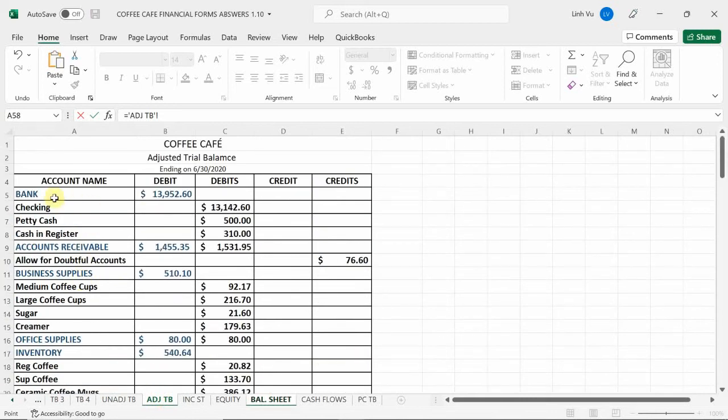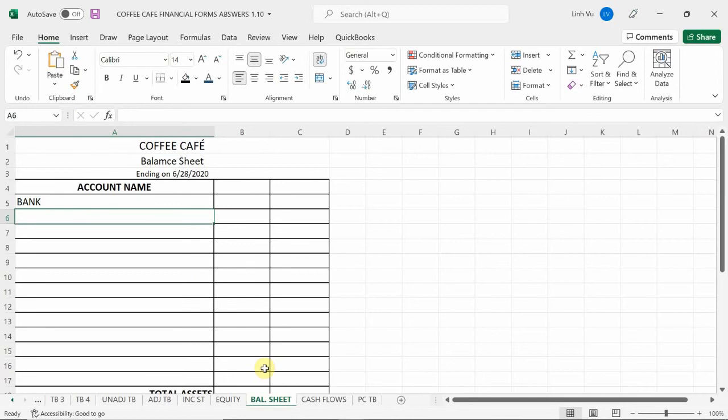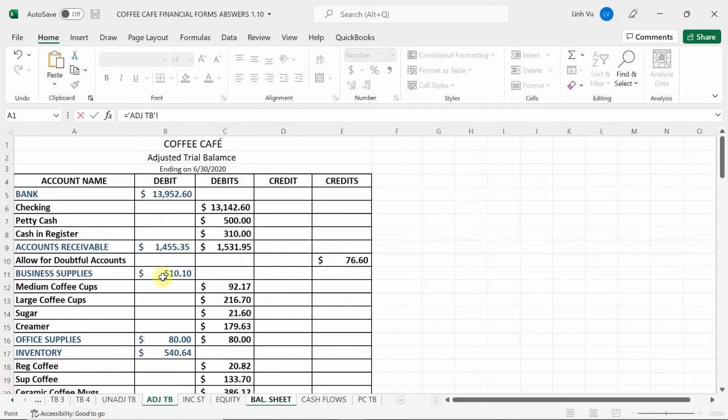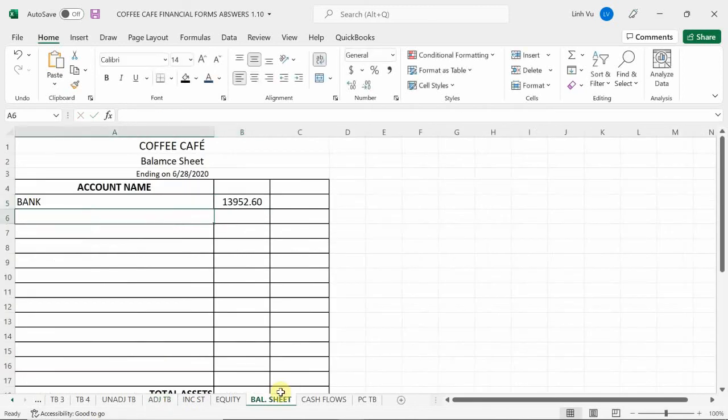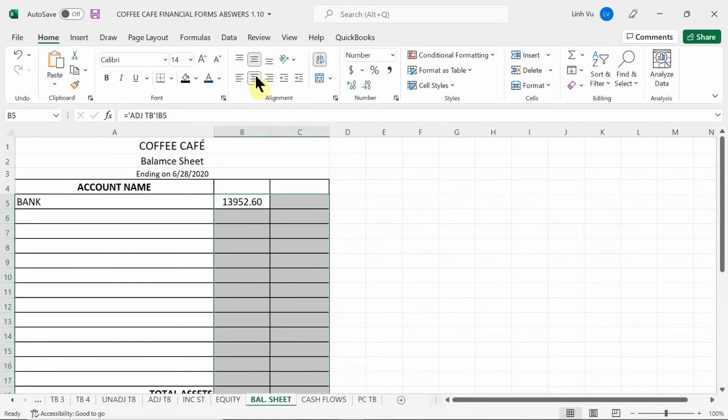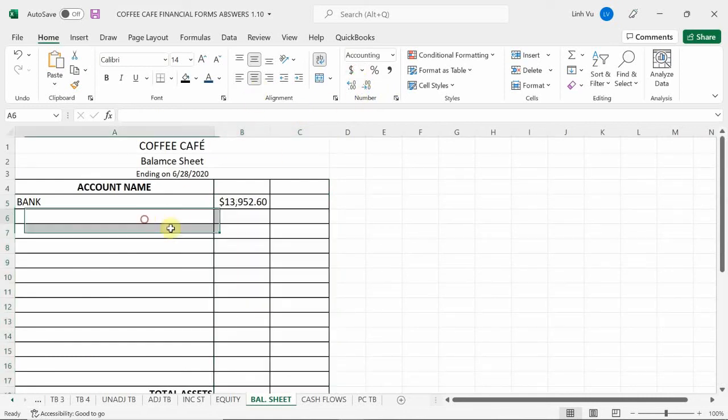My first asset I have here is my bank account. My left side is going to be my assets. My right side is going to be my liabilities and equity. So that's what I'm going to do here. My bank right now, I currently have a grand total of $13,000 in my bank account. And I'm going to put dollar signs on here so it makes it a little easier to read.